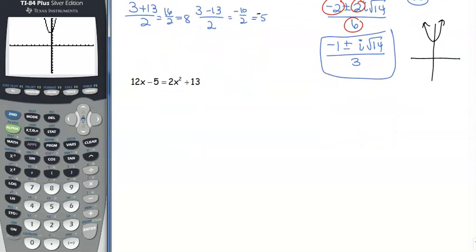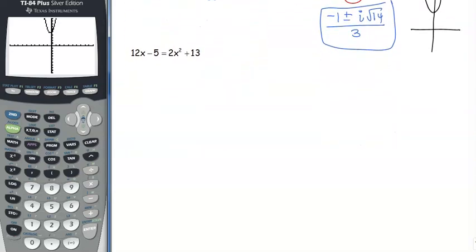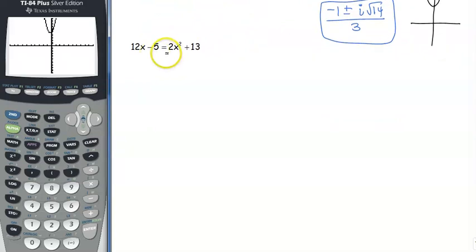We look at our next quadratic formula question. Again, we want to start in standard form, so we've got to move everything over. So we've got 2x squared minus 12x plus 18. I always make it so that my x squared term is positive. If not, you're going to have a couple more problems there. So we have a is equal to 2, b is equal to negative 12, and c is equal to 18.